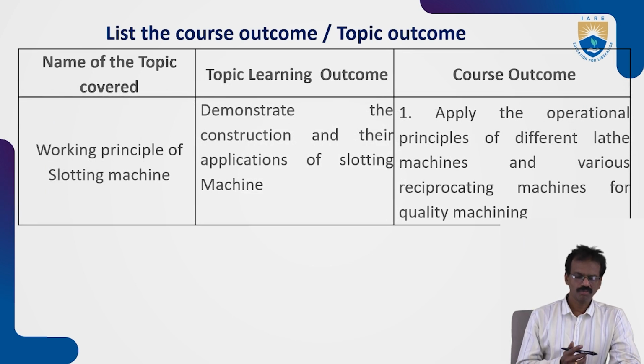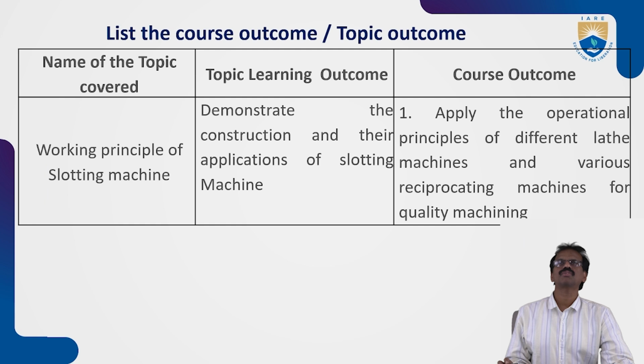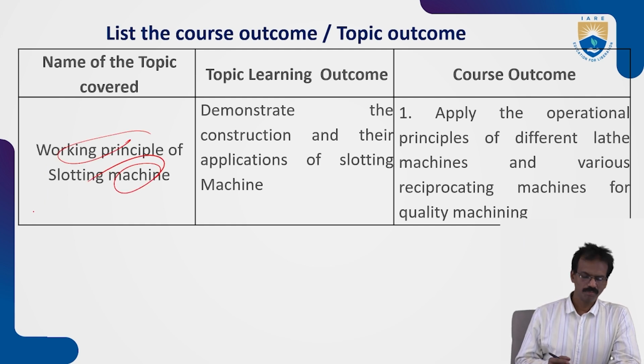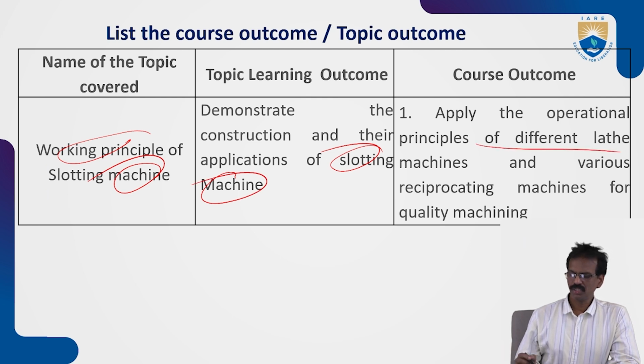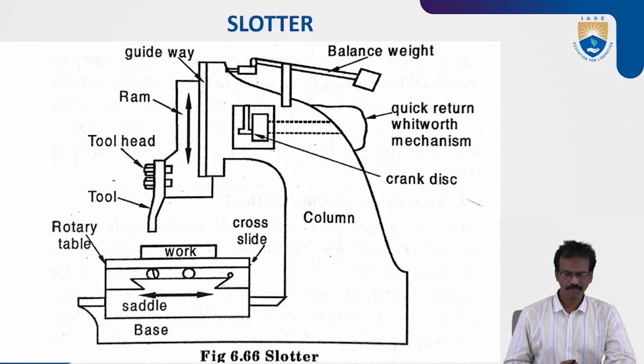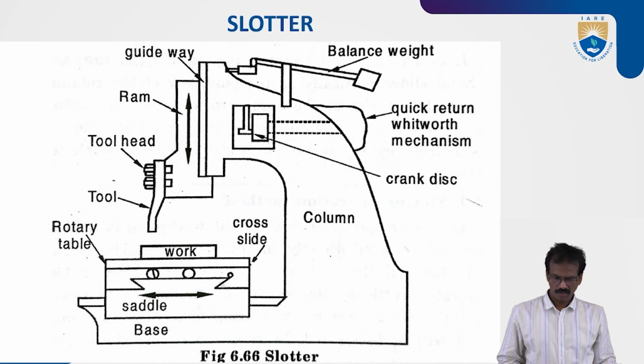Now we'll see the list of course outcomes and topics. Name of the topic, we know this: the working principle of the slotting machine. The learning outcome is that it demonstrates the construction and applications of this slotting machine. Operation principles of different lathe machines we already covered, and the reciprocating machine for quality machining we already covered. Now we'll see the slotting machine.